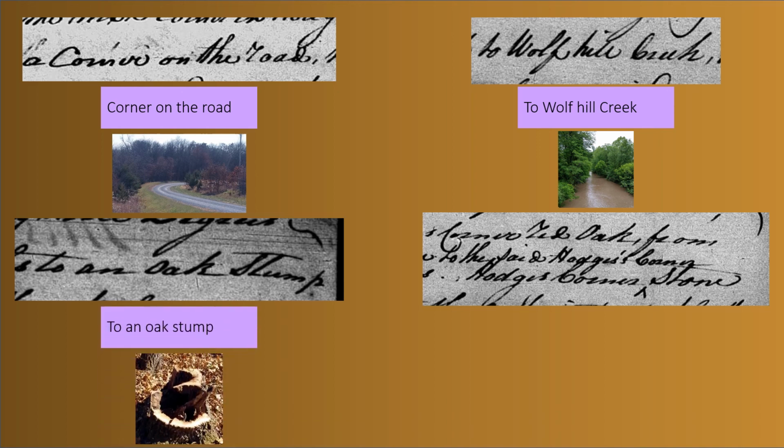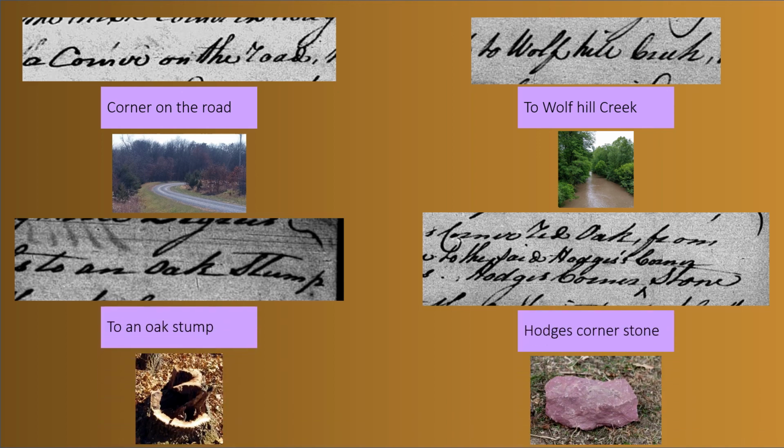You never know what you will find as markers in these land descriptions. Here are a few snippets of some of the description items. Corner on the road. To Wolf Hill Creek. To an oak stump. To the said Hodges cornerstone. I imagine the rivers and creeks are still there, but many items like an oak stump and cornerstone would likely not still be there. Even if they were there, they would be hard to identify.